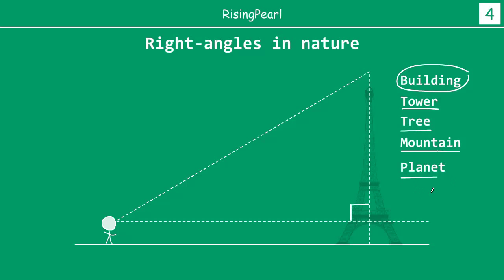Actually, planets would be a little bit more complicated. But instead of this tower, you can think about a building, maybe a tree, even a mountain. Just for the fun of it, imagine there is a mountain like this. Not all mountains would obviously be shaped like this, but we can imagine, right through the middle of whatever object we are visualizing, this imaginary line going straight down, intersecting the ground at a 90-degree angle.